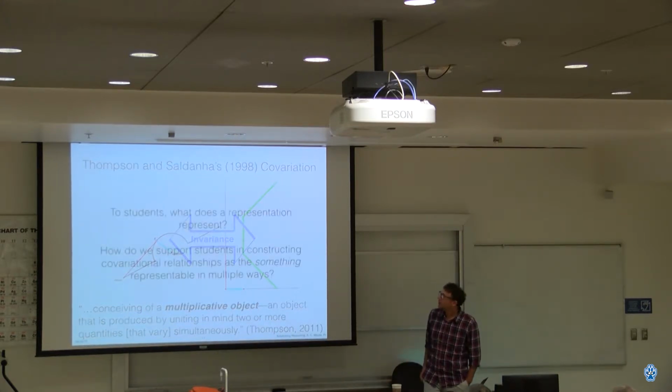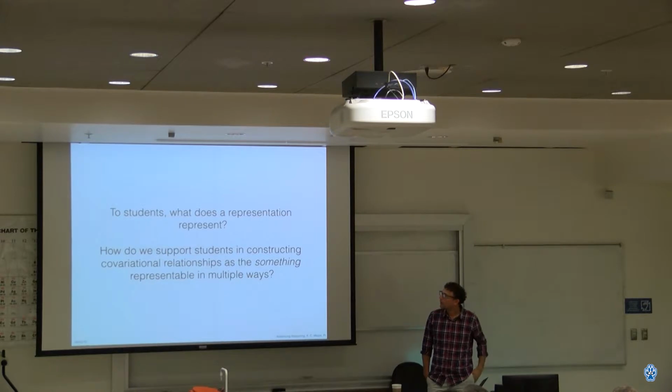Now, based on those ideas, my team, including Natalie, have thought about, okay, well, that's what we'd like students to reason about. But obviously, that's not always going to be the case. So first, we start with the fundamental question: to students, what does a representation represent? So when they see a graph, when they see a formula, when they see, you name the representation, what is it that they see as being represented? And is it something that could be represented in multiple ways?